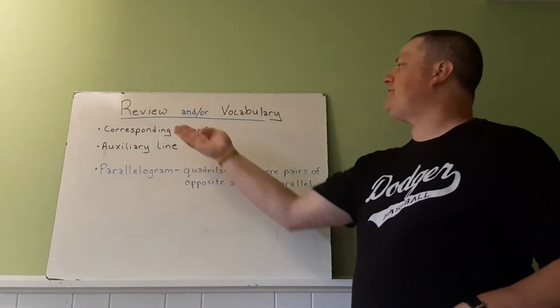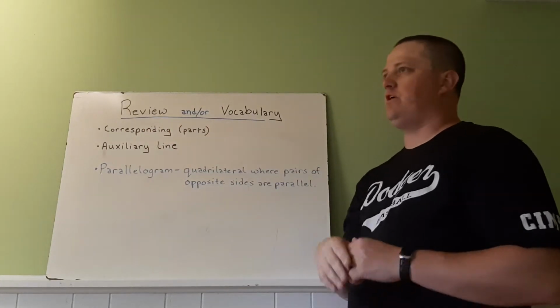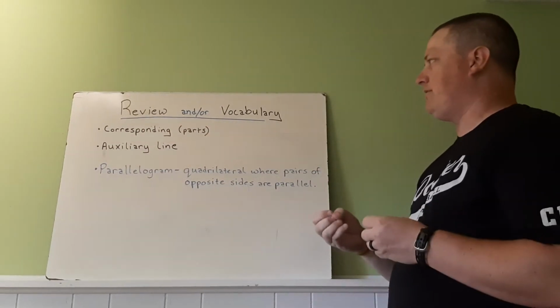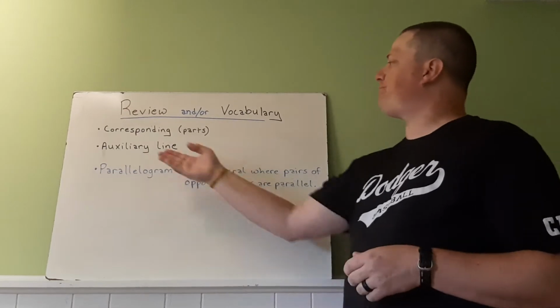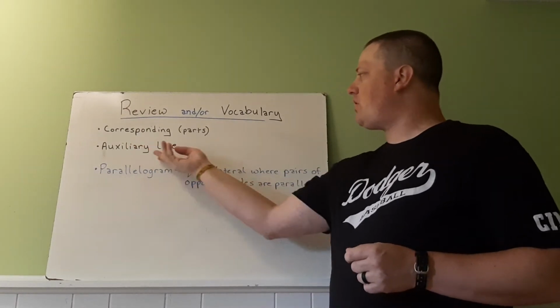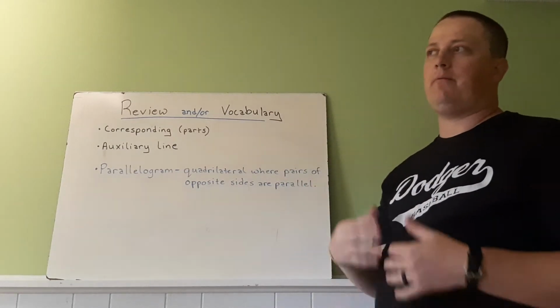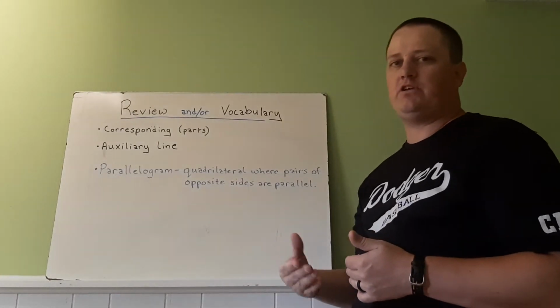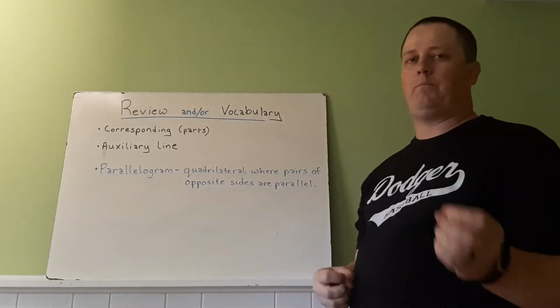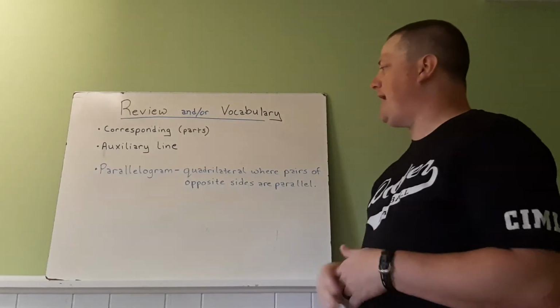Our vocabulary, we still have corresponding parts, so the parts that match up and should be congruent. We have auxiliary line. Those are the lines that we can add into the problems to give us a little bit more information, such as on symmetry or perpendiculars or heights, things like that.